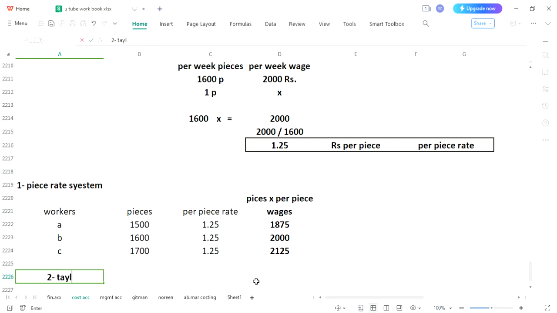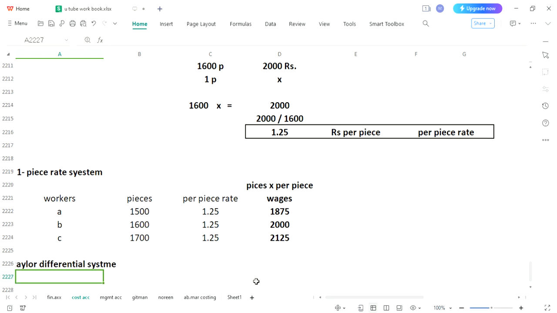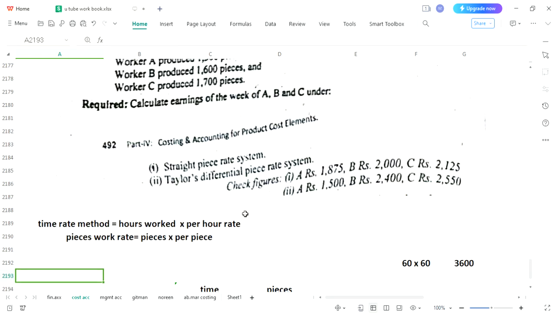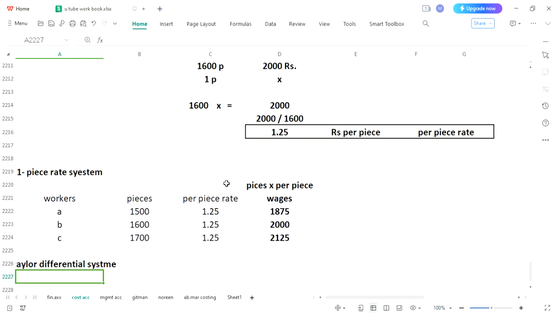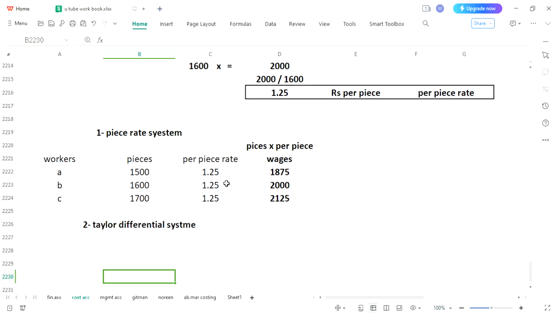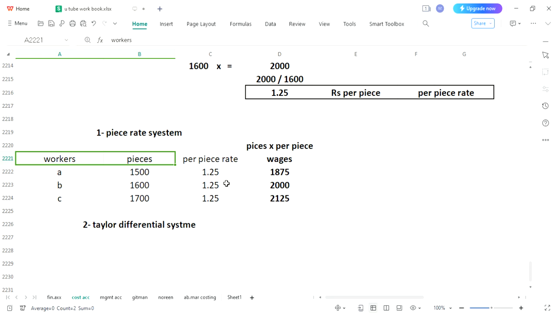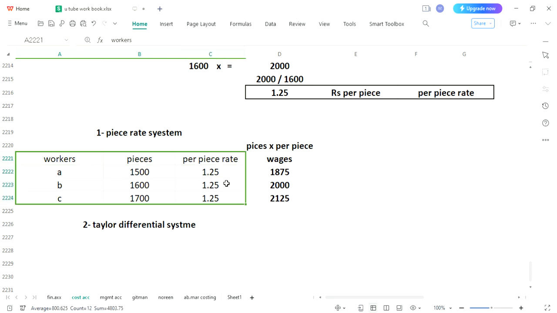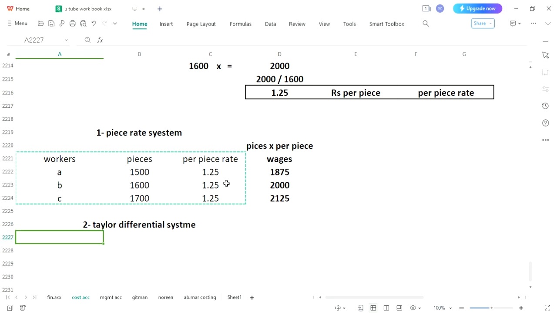Taylor differential system. Hopefully spellings are okay. We accountants are not bothering about the spellings. Differential, okay. It seems okay. So the second part which we are solving is the Taylor differential rate system, under which, if a worker has done a good job, he will be appreciated in terms of finance. This would be similar, and I'm taking it for calculation of the next step.